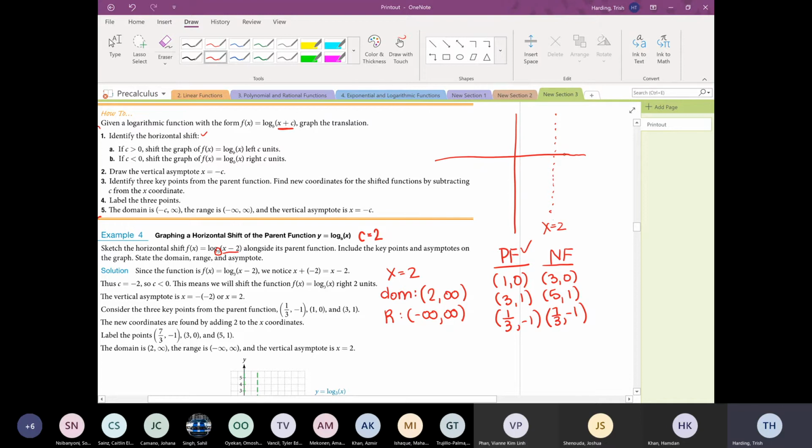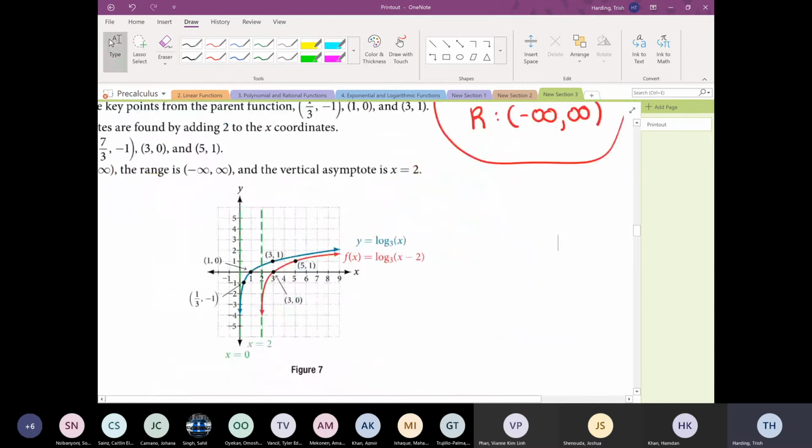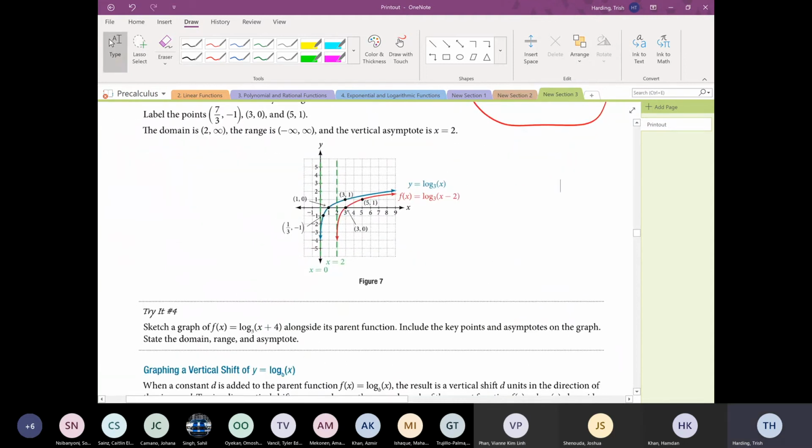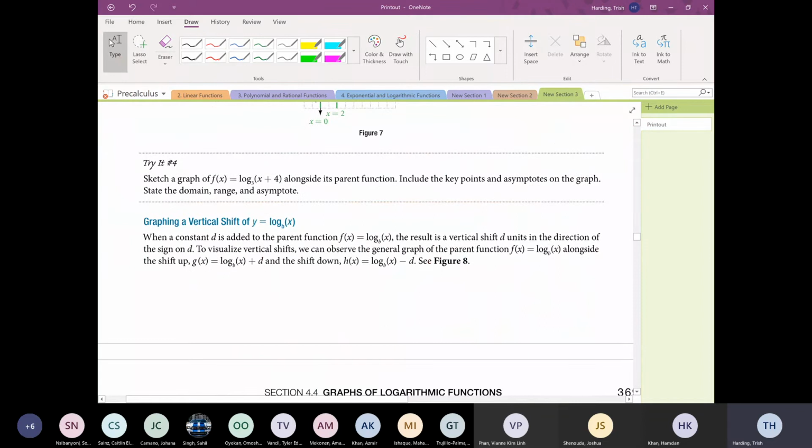So we're going to have 3, 0. So 3 will be right here if this is 2. We're going to have 5, 1. And we're going to have 7/3. That is 2 1/3. So 2 1/3, right over here on the other side of 3, it's going to be -1. And that will help us determine which direction. There we go. I already stated the domain and the range, so we're okay. And there's our graph. Looks great. We did a good job. I can let you guys practice with this one.